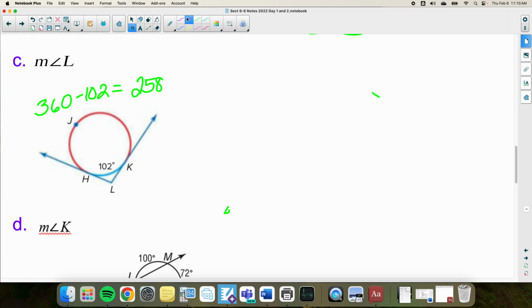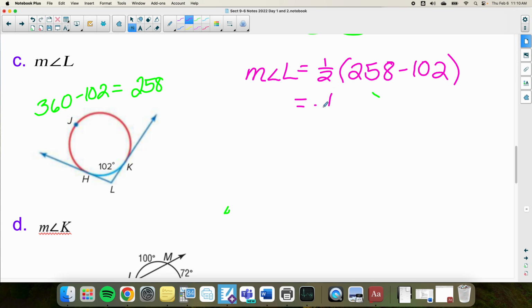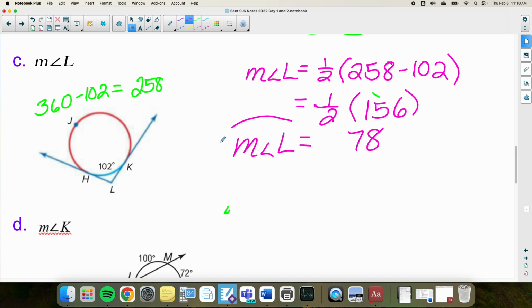Okay. And then the measure of angle L would be 1/2 times 258 minus 102. Okay, so then I'd go half of, what would that be, 156? And half of that would be 78. Let me know if I am saying that wrong. I believe that's what it would be.